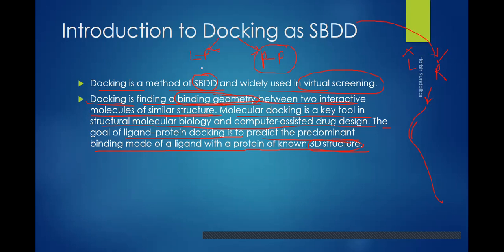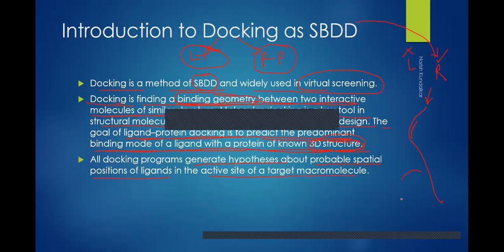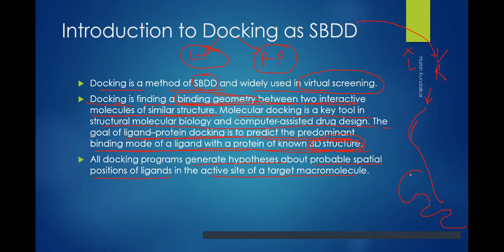Initially, in the earlier stages of the history of molecular modeling, we used to talk only about ligand protein docking. But now we talk of peptide or protein docking as well. So here, with ligand protein docking, the goal is to predict the binding mode of the ligand with a protein of known 3D structure. Then all docking programs generate hypotheses about probable spatial positions of the ligands in the active site of the target molecule. So if we have an active site this way, and then we use this docking software, what will it do?